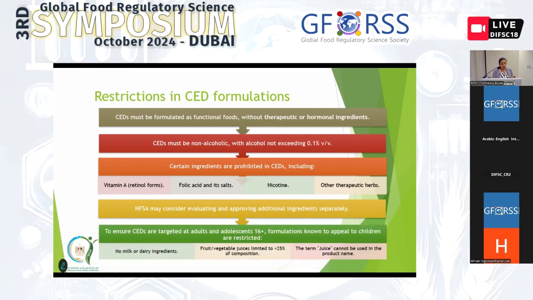And to ensure that all caffeinated energy drinks are targeted at adults and adolescents 16 plus, any formulations which are known to appeal to children are restricted, so no milk or dairy ingredients are allowed in the caffeinated energy drinks. Fruit and vegetable juice should not exceed 25% of the composition, and the term juice cannot be used in conjunction with the name of the product.